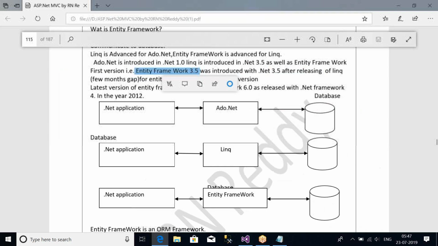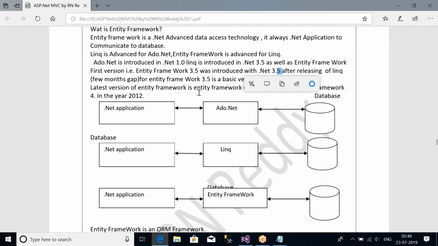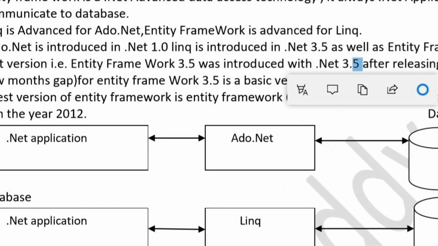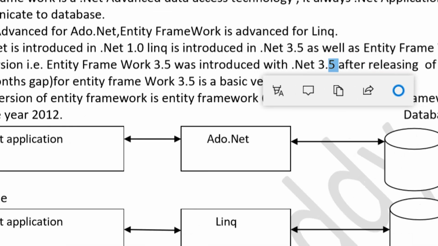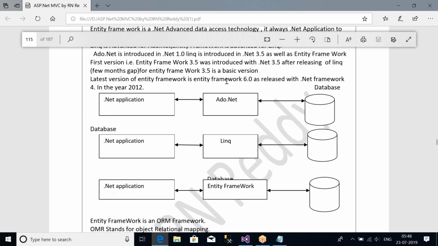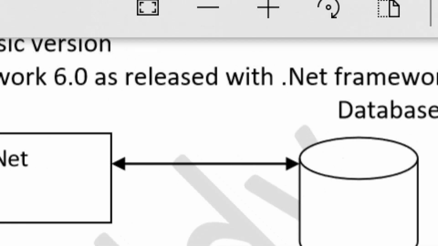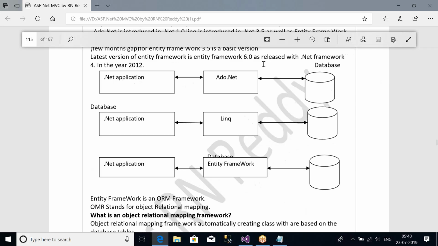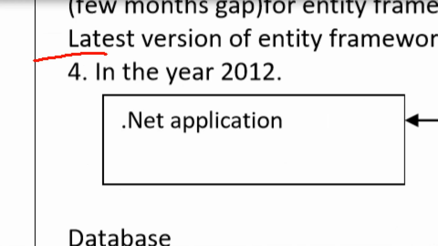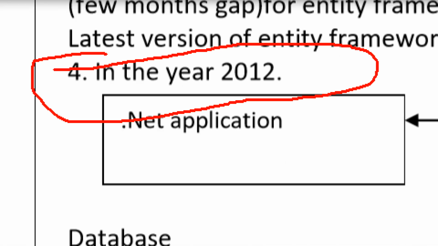Okay, so finally we can say the first version of Entity Framework was introduced with .NET 3.5. After releasing LINQ, a few months gap, Entity Framework was released in the 3.5 basic version. The latest version, Entity Framework 6.0, was released with .NET Framework 4.0 in the year 2012.